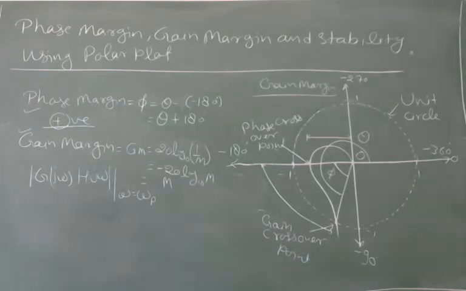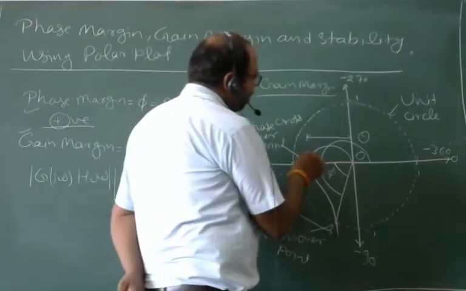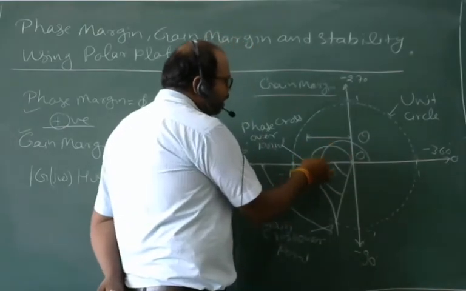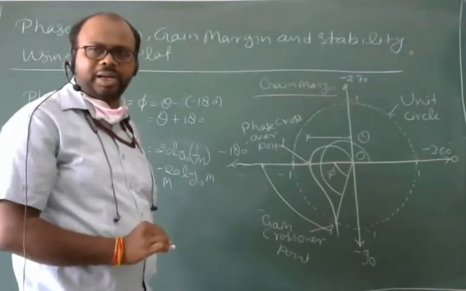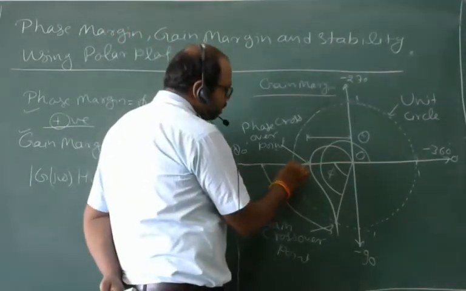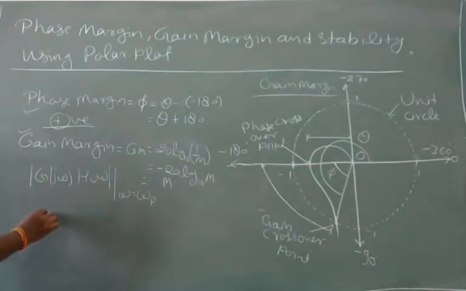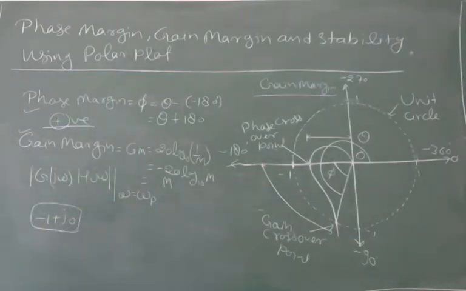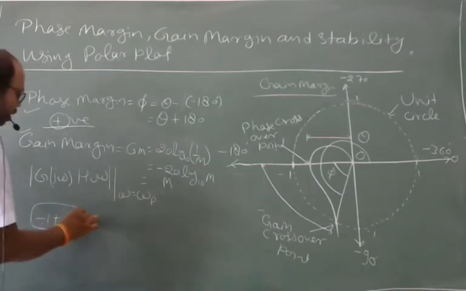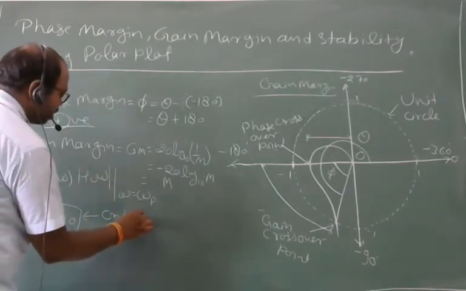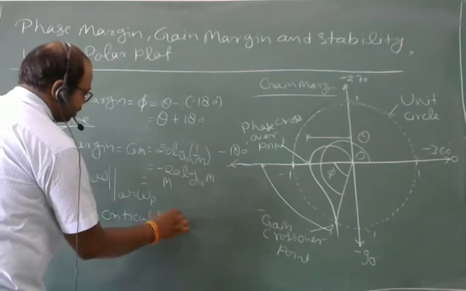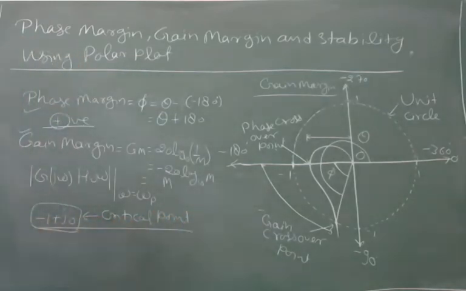Now, look at this polar plot. Here, the polar plot intersects this minus 180-degree line before this minus 1. What is this point? This point is minus 1 plus j0. This point is called the critical point.